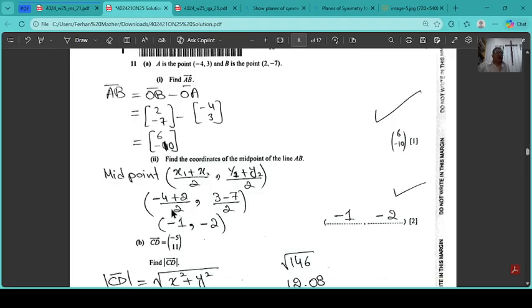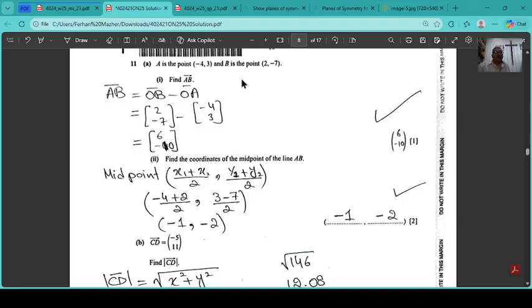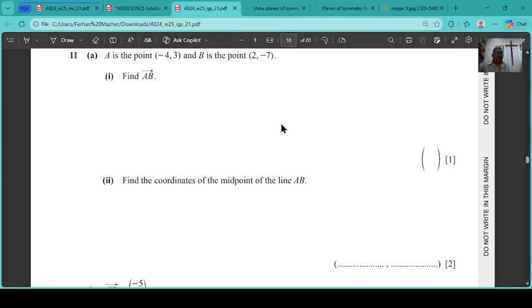So minus 4 plus 2 the whole thing divided by 2 comma 3 minus 7 the whole thing divided by 2. So you will get here minus 1 and here minus 2. So the coordinates of the midpoint are minus 1 comma minus 2. Minus 1 comma minus 2 is the right answer. So this is how you will find the midpoint of the two given points.